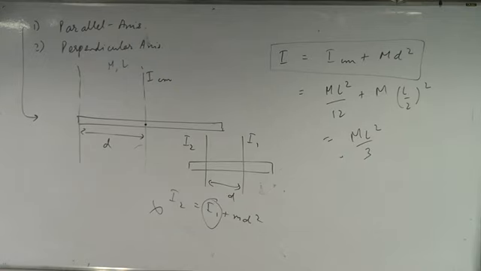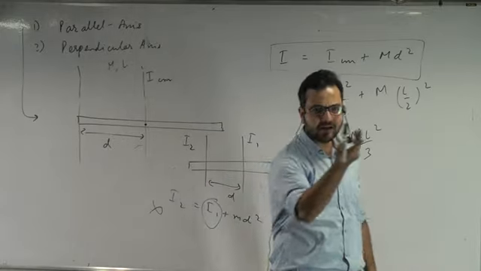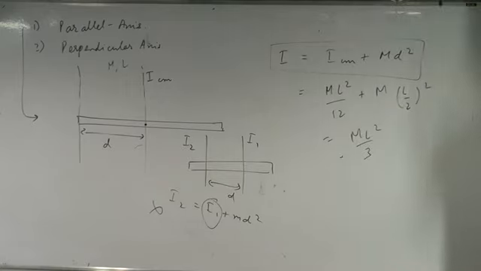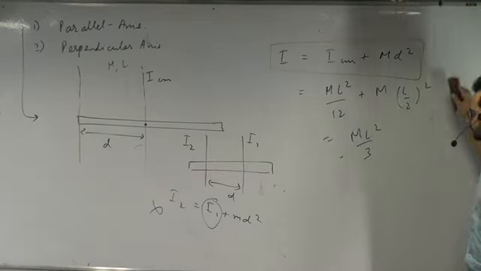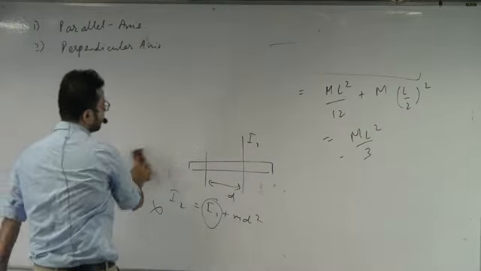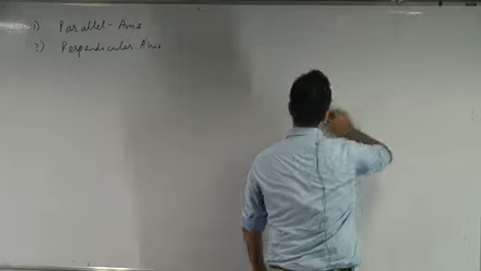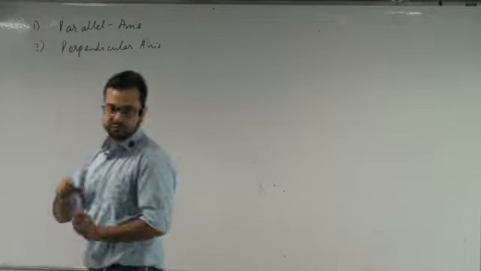ml square by 12 through the center, and ml square by 3 through an axis passing through the end. Okay, is that clear? Now you can use this formula to calculate the moment of inertia about any axis, whichever axis is given parallel to it, you can find that out. Is that clear? Any problem? Okay, can rub this off. So the derivation for these two theorems I'm not doing because the derivations are not required. If you are interested, you can refer to any standard textbook.